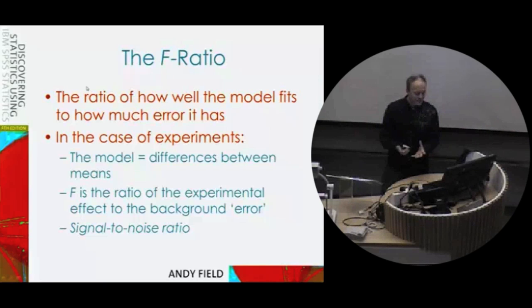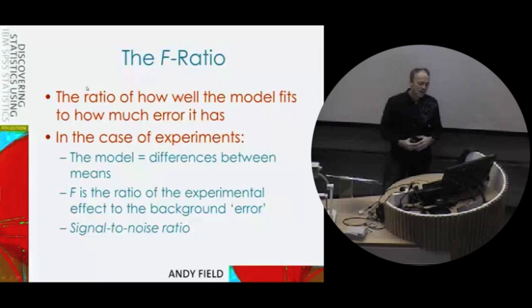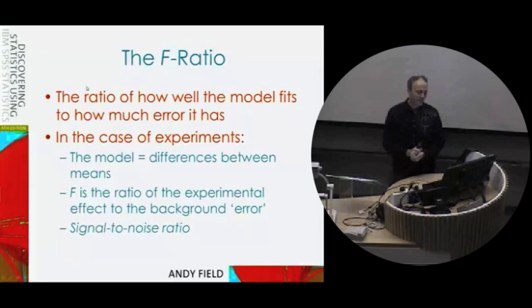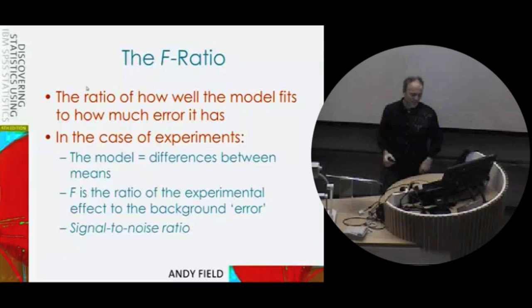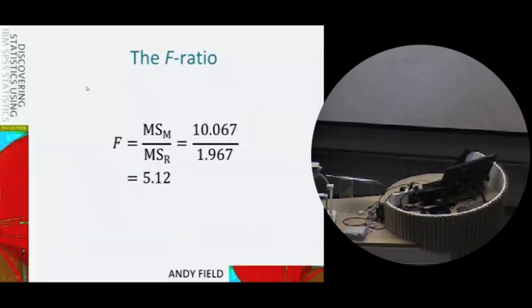In linear model terms, it's how much better are we at predicting the outcome based on group means compared to how much error there is when we predict the outcome without group means. So it's how good our prediction is from group means relative to how bad our prediction is. So it's just this ratio here of model sum of squares against residual sum of squares. So, mean squares. The model mean squares relative to the residual mean squares. So how good the model is compared to how bad it is.